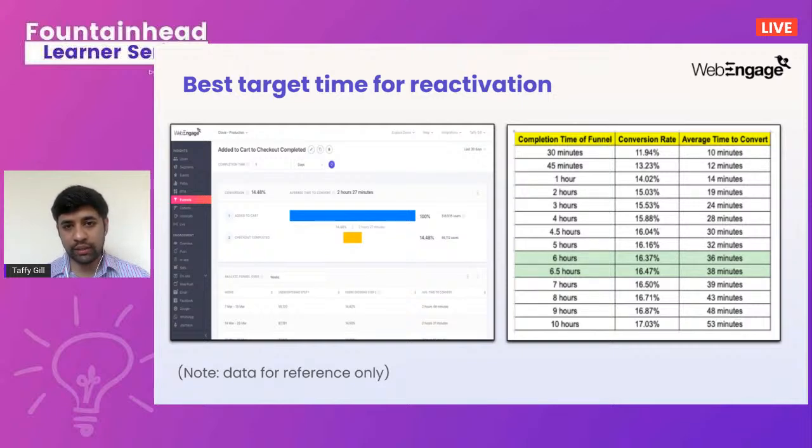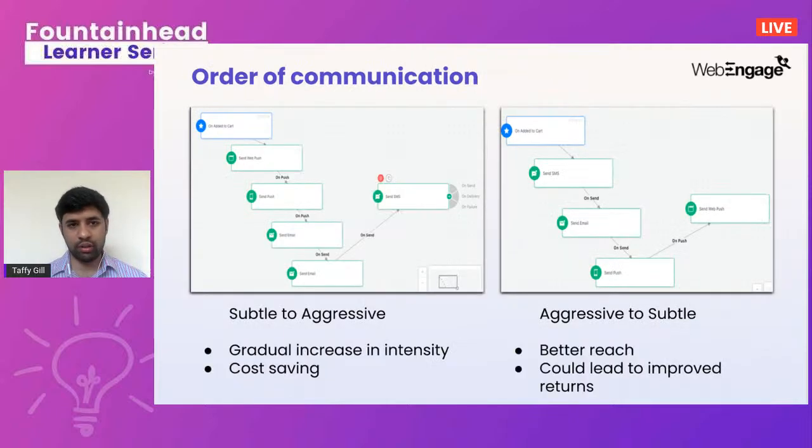So in this particular case, if you see the screenshot on the right, we've jotted down the completion time of a funnel, which is from added to cart to checkout completed, the relevant conversion rates, and the average time to convert. This particular table gives us a very good understanding that for the highest possible conversion rate within the confines of reasonableness, of course, which is 16.47%, the average time that the user takes to go from added to cart to complete an order is 38 minutes. So ideally for this particular scenario, adding a buffer time of 2 minutes and then retargeting the user, where the cart abandonment email is going to make the maximum sense.